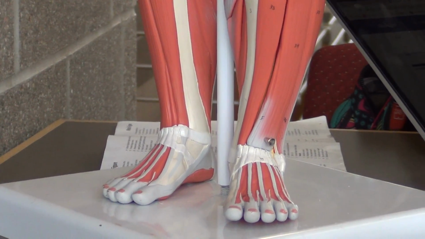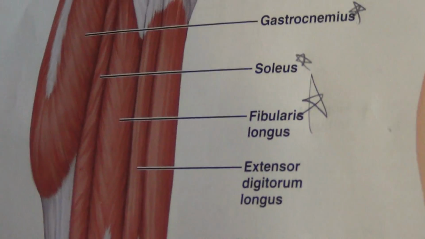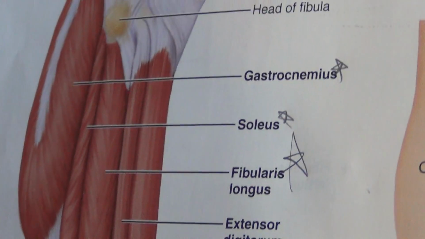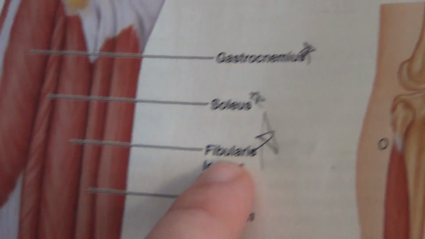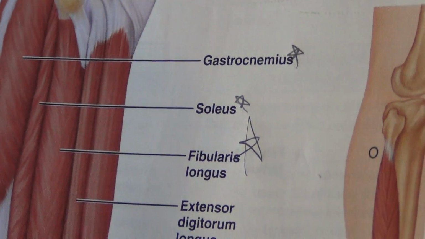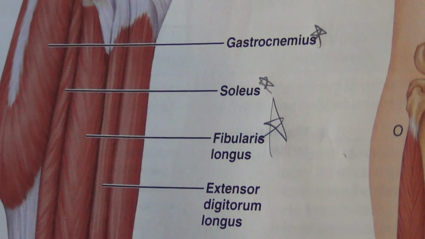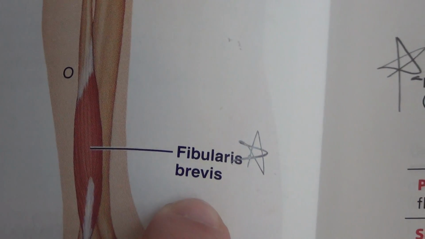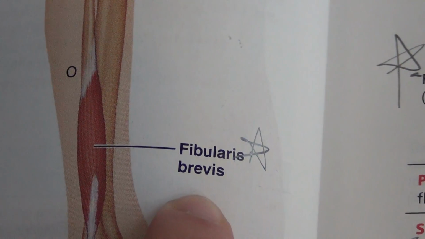Okay, next is the fibularis longus. The origin is the head and upper portion of the fibula, and the insertion is the first metatarsal and medial cuneiform. The action is it plantar flexes and everts the foot. So it'd be right there. Next is the fibularis brevis. The origin is the distal fibular shaft, and the insertion is the proximal end of the fifth metatarsal. The action is it plantar flexes and everts the foot. So it'd be right there.